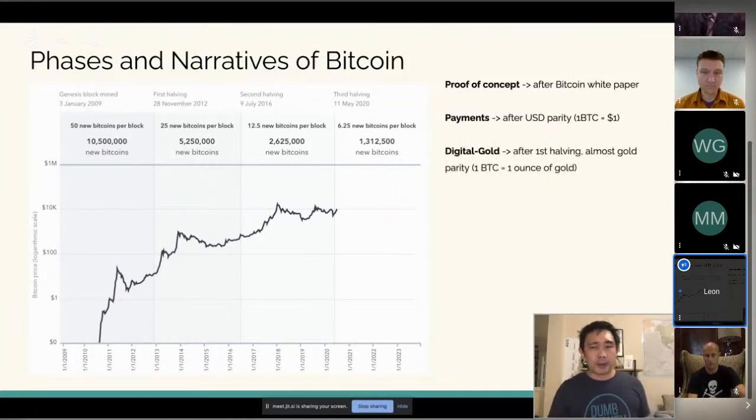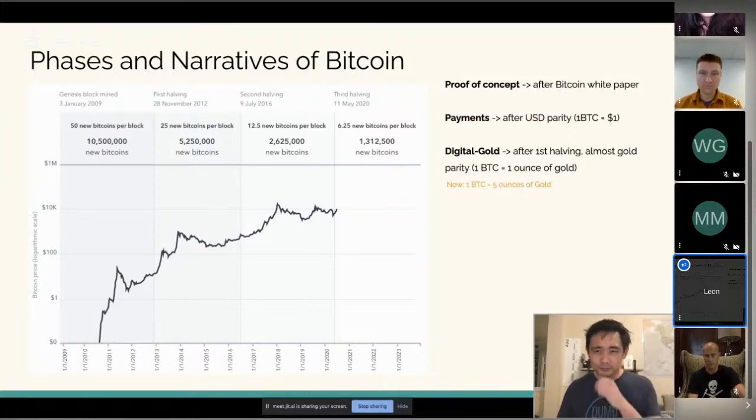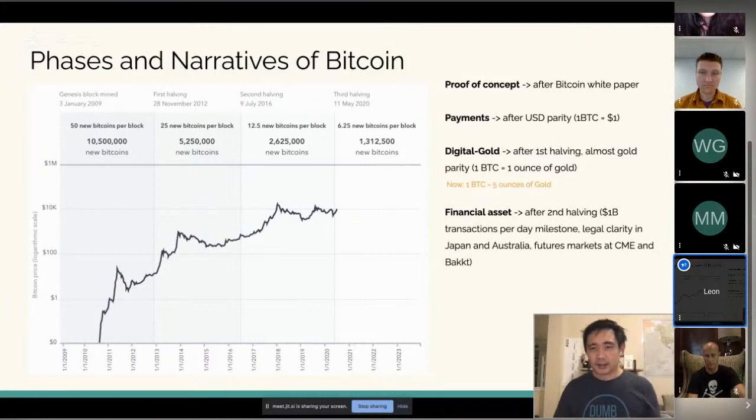Then the narrative became digital gold after the first halving event, where the inflation rate of Bitcoin gets cut in half, and 1 Bitcoin equals 1 ounce of gold. Now 1 Bitcoin equals 5 ounces of gold, and actually probably a little bit more. And now the narrative is it's a financial asset.